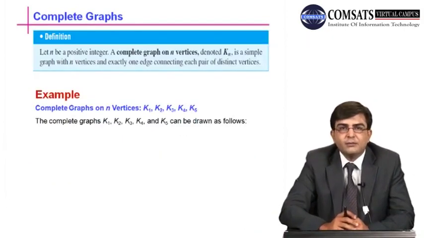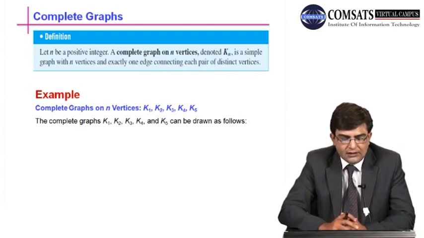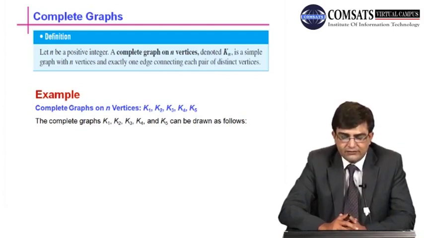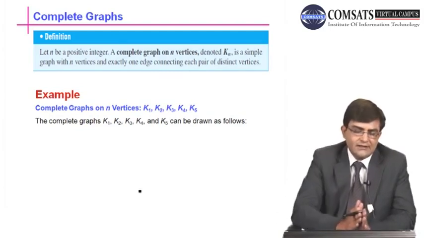Now what is a complete graph? Let n be a positive integer. A complete graph on n vertices, denoted by Kn, is a simple graph with n vertices and exactly one edge connecting each pair of distinct vertices. It means in a complete graph, if we have n vertices, then each vertex is connected to all other vertices.